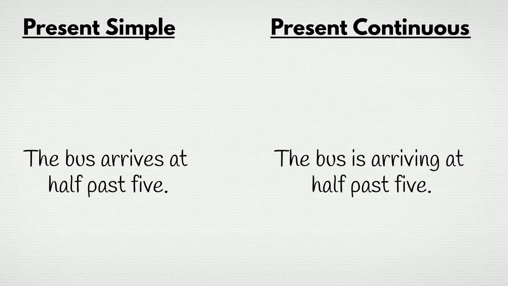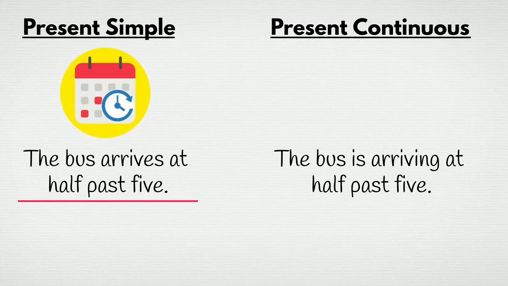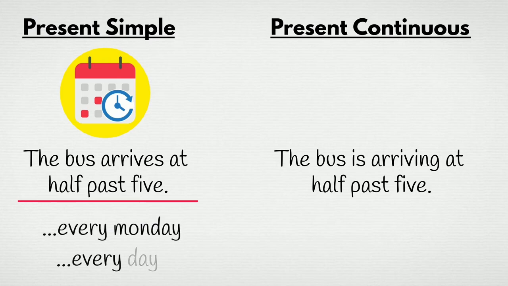Here is another pair of sentences for us to compare. The bus arrives at 5:30. The bus is arriving at 5:30. Present simple shows us that this is according to a schedule. The bus regularly arrives at 5:30. We could say, the bus arrives at 5:30 every Monday, or every day.